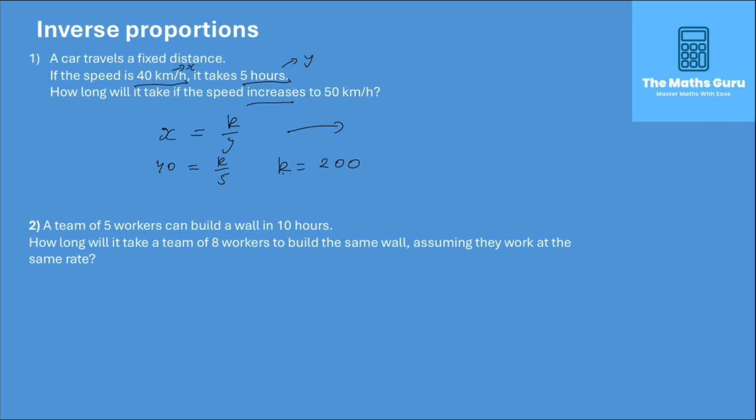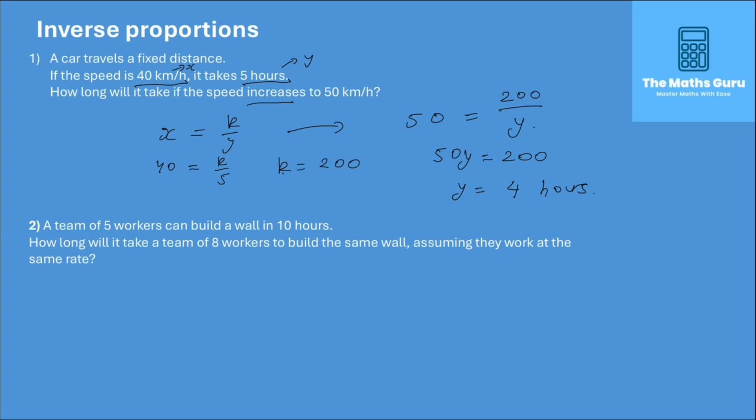Then, using this equation again, we can say that 50 is our new x, is equal to k, which is 200 in this case, over our y. To work out our new y, we times through by y on both sides to get 50y is equal to 200. Then dividing through by 50, we get y is equal to 4. So y is equal to 4 hours. And as you can see, as the speed increases to 50 kilometers an hour, the time taken decreases from 5 to 4. Hence, they are inversely proportional, and we can see why we used the inverse proportional formula.